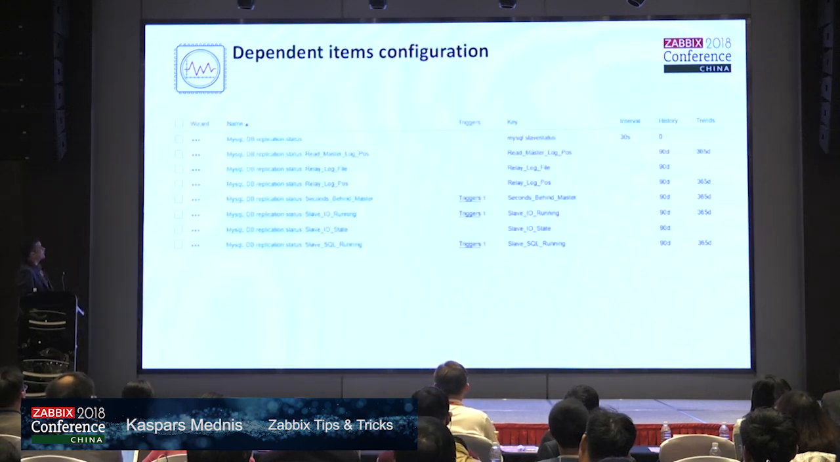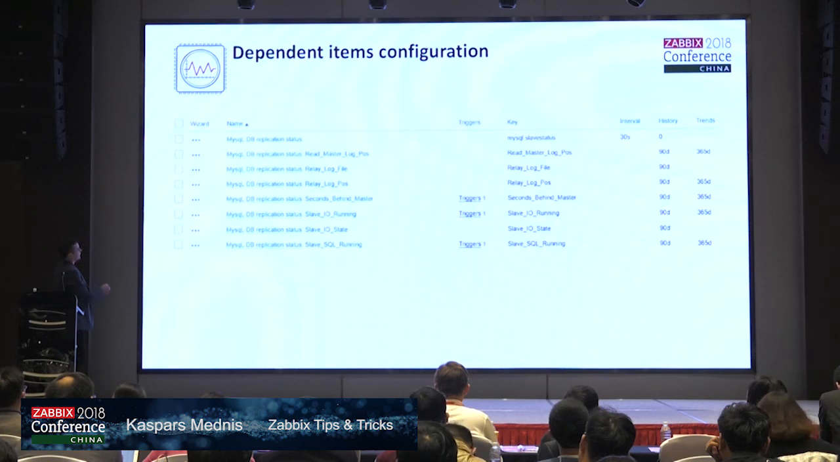Here is the real configuration. So we have the replication status, and then we have about 7 items generated.